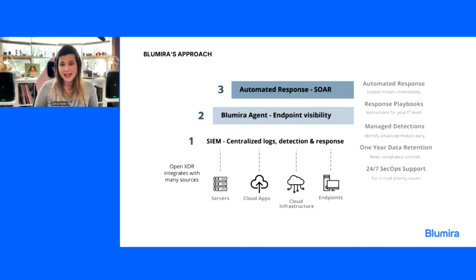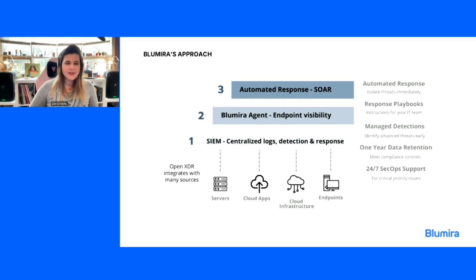So we have Blumira Agent, gets installed on the endpoint. It is able to gain visibility and pass those logs along. And then we are able to start layering in automation and making it easier to respond more quickly, reduce that mean time to detection and mean time to response. Through that agent, we are able to automatically isolate affected hosts, as well as block traffic to malicious IP addresses.